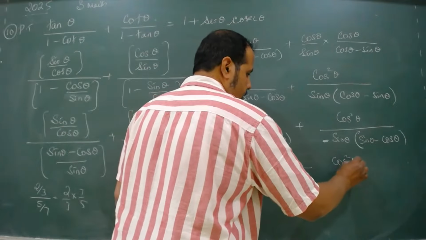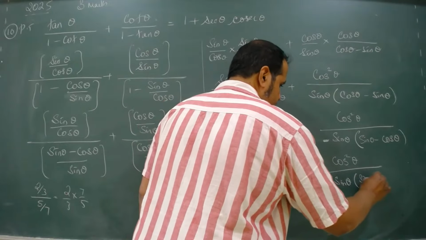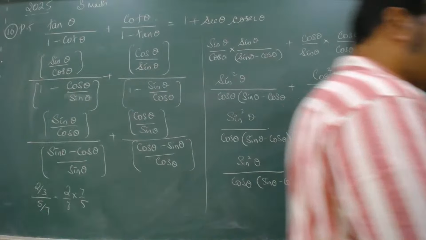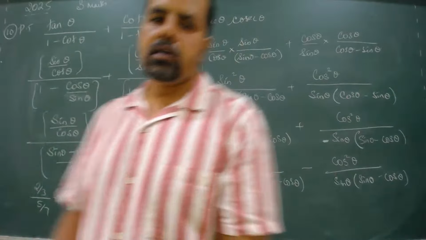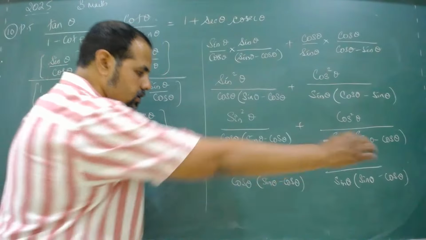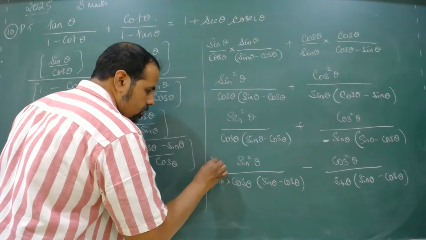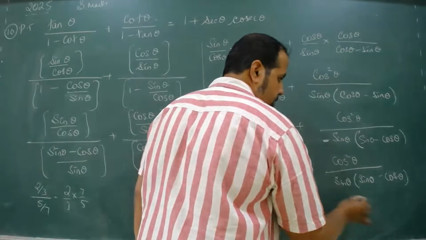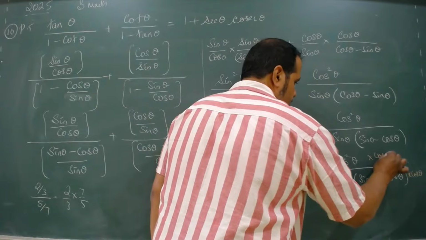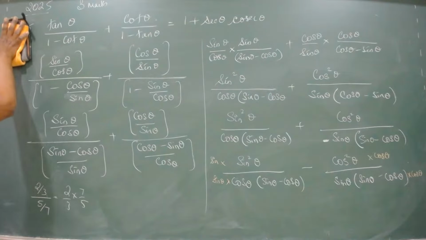This would be cos square theta divided by sin theta into sin theta minus cos theta. Now, taking the LCM is rather easier. The LCM over here is sin theta, cos theta, and the bracket part. So here, sin theta I'm going to multiply, whereas here, cos theta will be multiplied. So on simplifying further, let me use this part of the book.